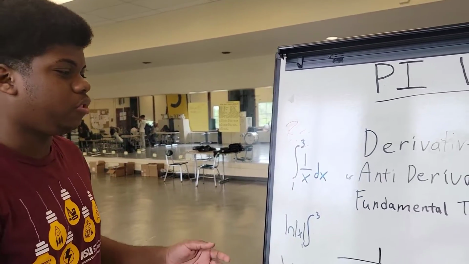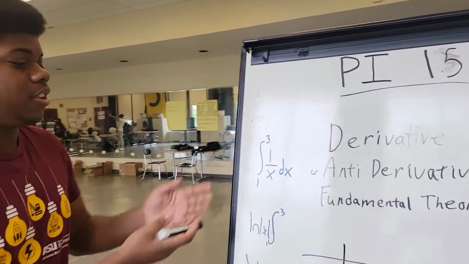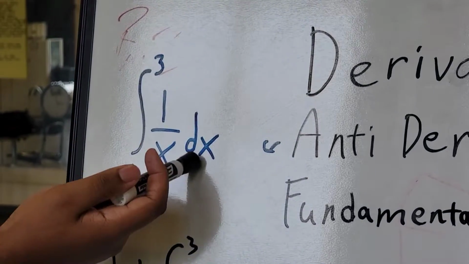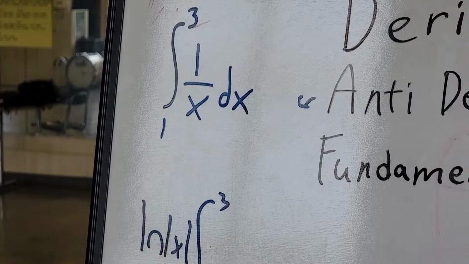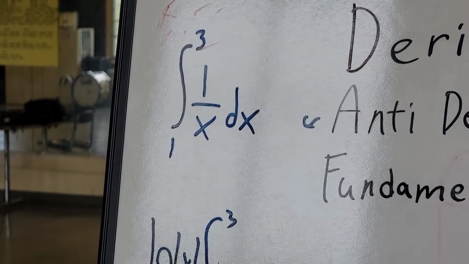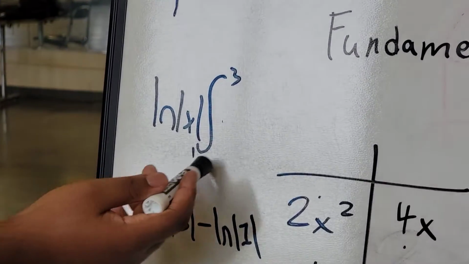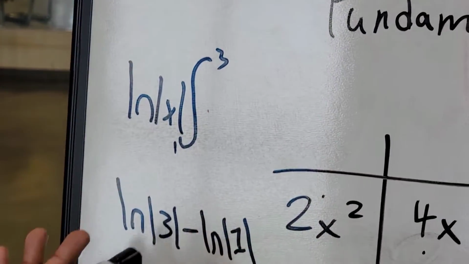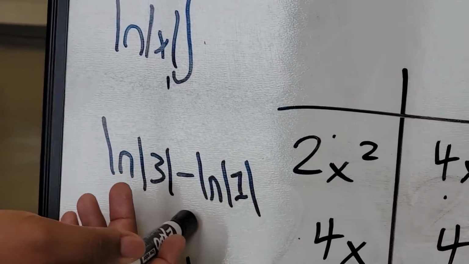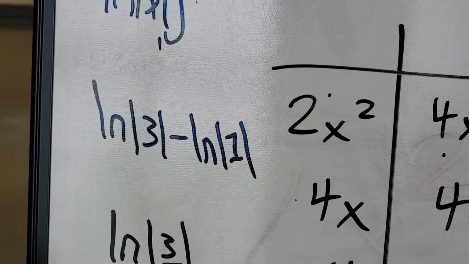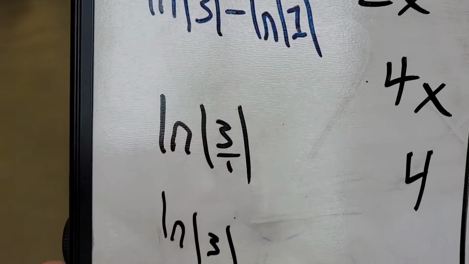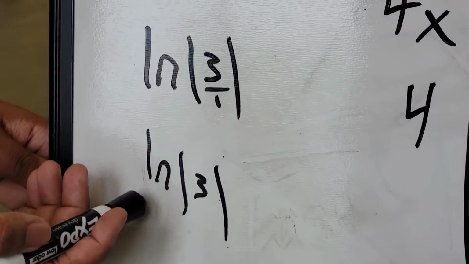For the fundamental theorem, we have this example problem here: the integral from 1 to 3 of 1 over x dx. First we take the antiderivative of 1 over x, which is the natural log of x, from 1 to 3. Now we plug in the top and bottom bounds. We get natural log 3 minus natural log of 1. Since they're both natural logs, we can combine them into natural log of 3 over 1, which simplifies down to natural log of 3.